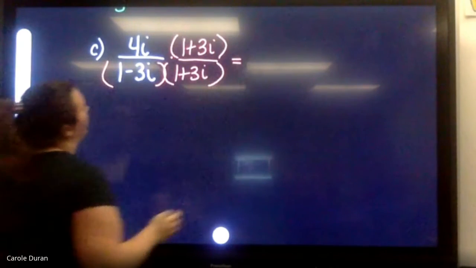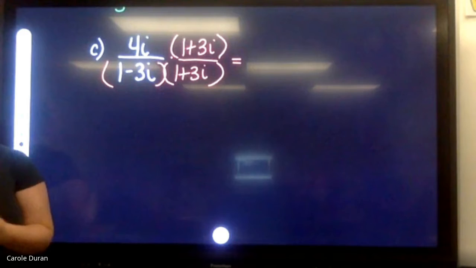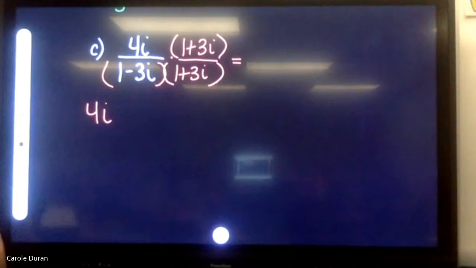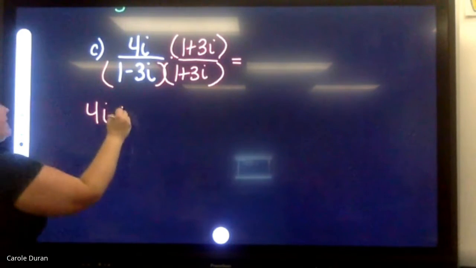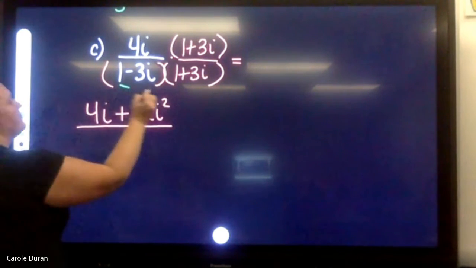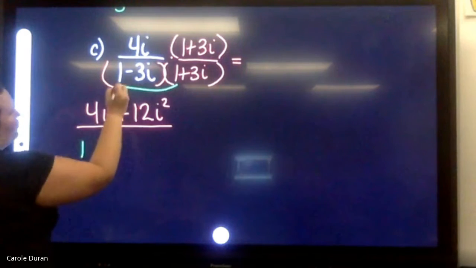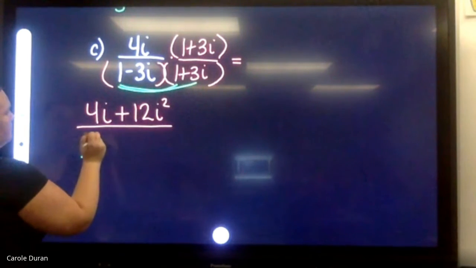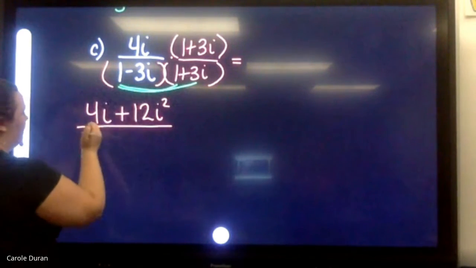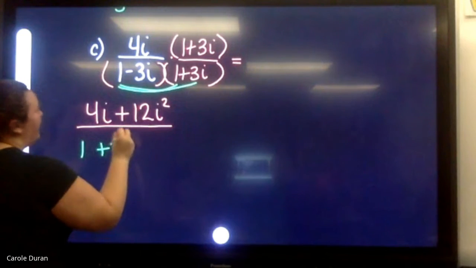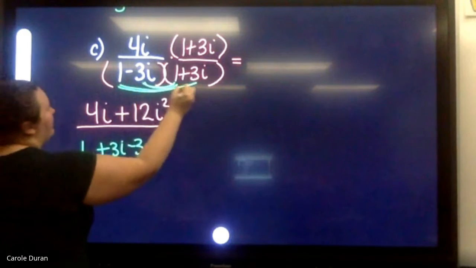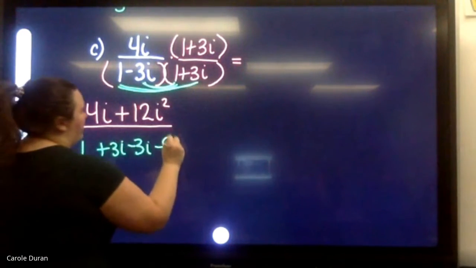I'm going to do the numerator first. What's 4i times 1? 4i. What's 4i times 3i? 12i squared. Then I go to my denominator. I need to FOIL this. So what's 1 times 1? 1. 1 times 3i is 3i. 1 times negative 3i is negative 3i. And then negative 3i times 3i is negative 9i squared.